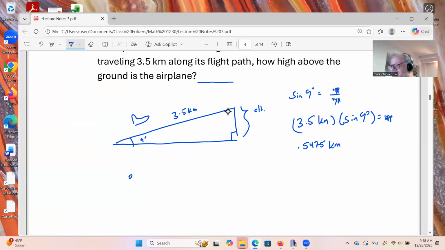So we're going to say we have 0.5475 kilometers here. How many meters are in a kilometer? So we know that there are 1,000 meters to a kilometer. So all we're going to do is multiply this by 1,000. So we're just going to move the decimal place over 3 places. So we're going to say, okay, we need 1, 2, 3. So we are 547.5 meters off the ground. All right, and that's kind of how you're going to be doing this.